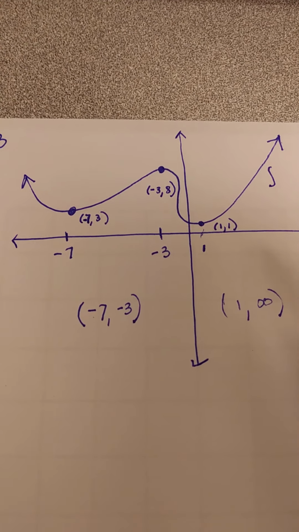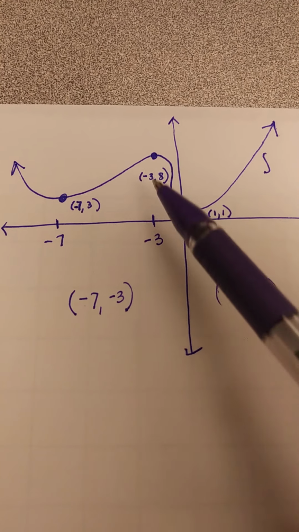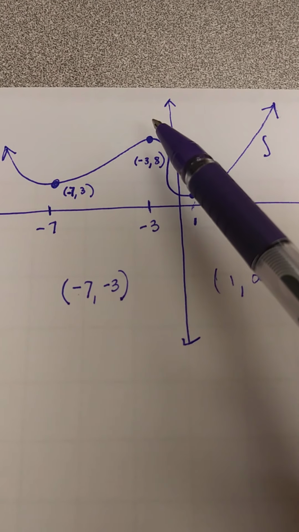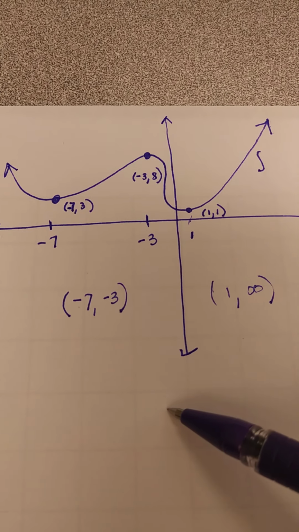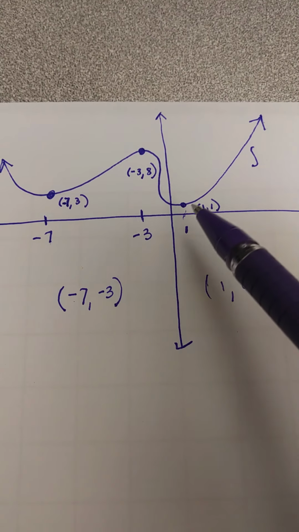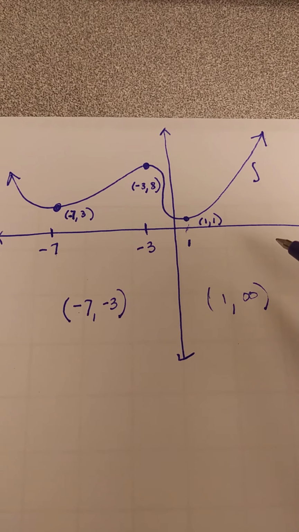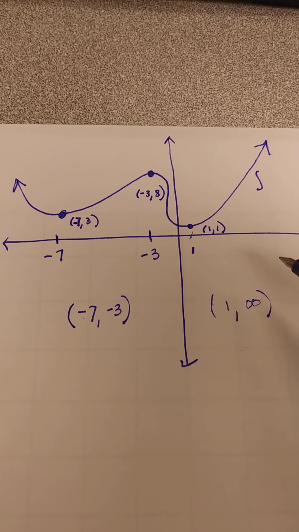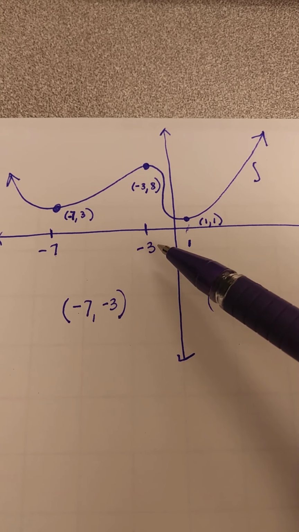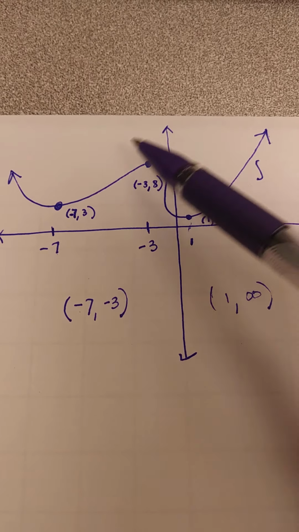Where does it have a local maximum? That's a high point. Well, it has a local maximum at -3. That just means a high point. Where does it have local minimums? Those are low points at -7 and at 1. Those are, again, just low points. Is there a maximum at -3? Yes, there is. If we look above -3, we find a maximum.